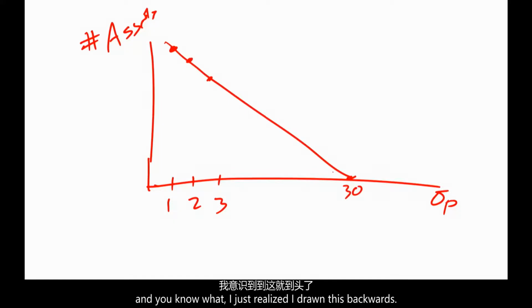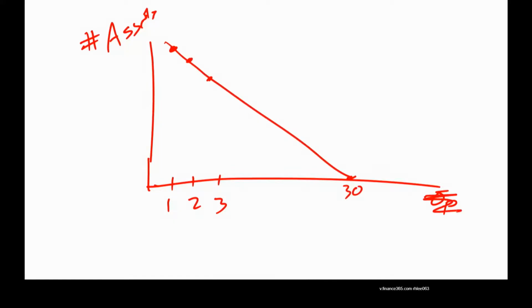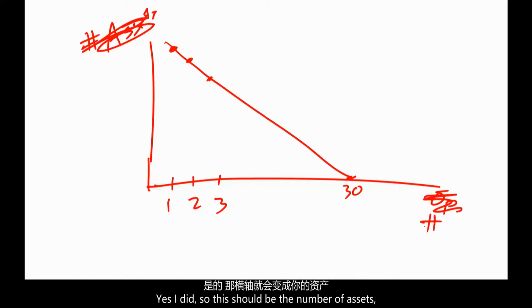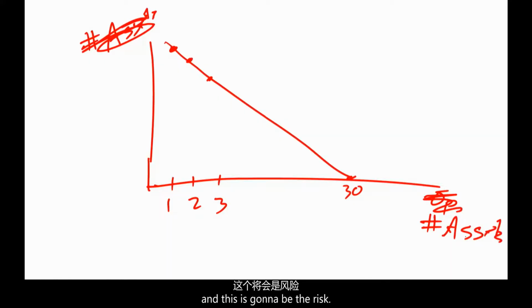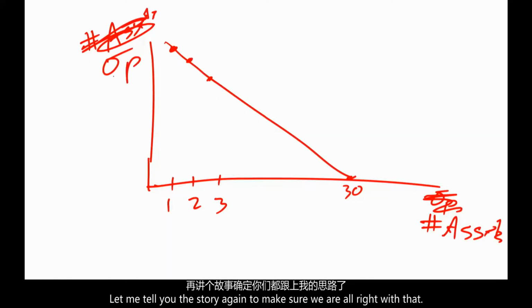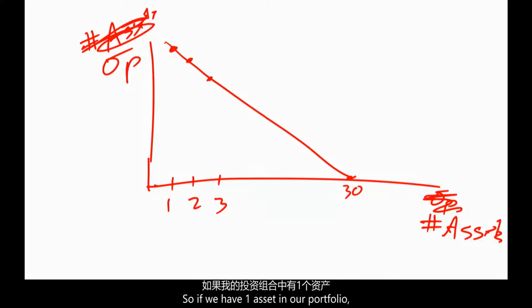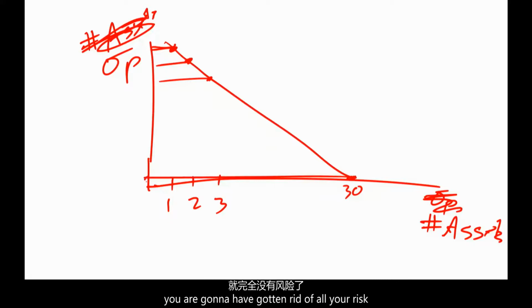And you know what? I just realized I drew this backwards. Yes, I did. So this should be the number of assets, and this is going to be the risk. Let me tell you the story again to make sure we're all right on that. If we have one asset in our portfolio, the standard deviation is going to be really high. That's good, because if you were thinking, I don't know what he's doing there, then you were catching it on your own. So now I'm reinforcing your good intuition. If you have one asset in your portfolio, you're going to have really high risk. With 2 assets, a little bit lower risk. With 3 assets, a little bit lower still. And when you get out here to 30, are you going to have gotten rid of all your risk?